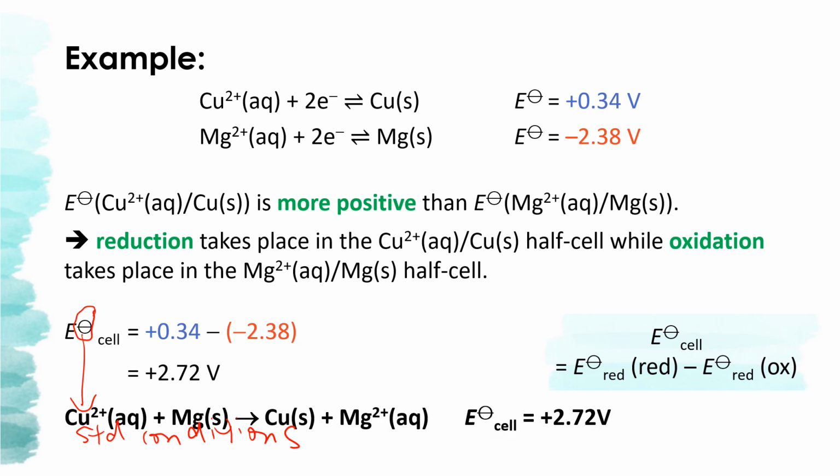Okay, so you should have the ability to combine the two half equations and write the overall equation. And this one is easy because the two electrons and the two electrons will cancel out perfectly. But what if the electrons don't cancel out perfectly? What do you need to do? You need to do something called LCM. You know what's LCM? Lowest common multiple, okay?